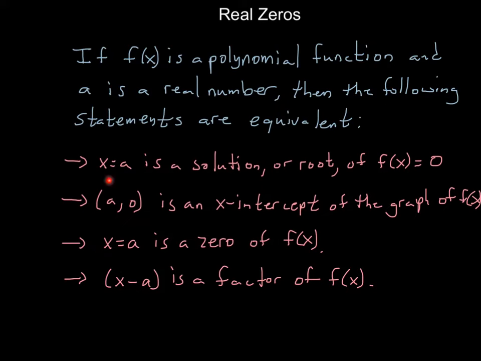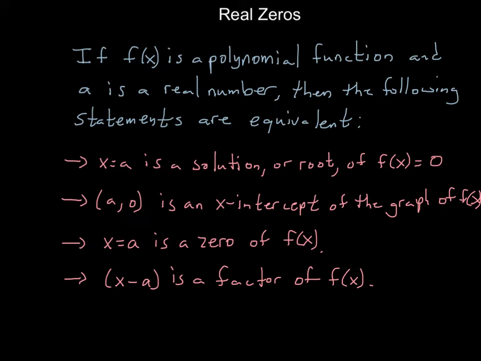Number one, x equals a is a solution or root of f of x equals 0. Number two, the point (a, 0) is an x-intercept of the graph of f of x. So if you know that x equals a is a solution to f of x equals 0, you know that graphically it will also be the x-intercept for the graph of f. Number three, x equals a is a 0 of f of x.